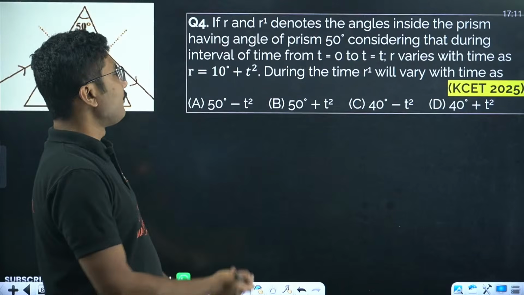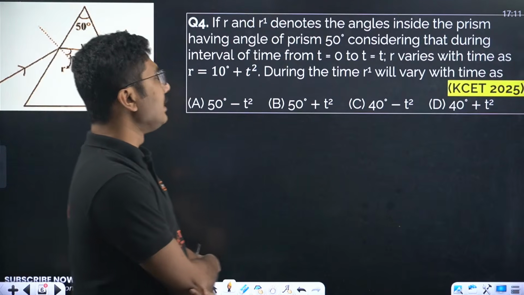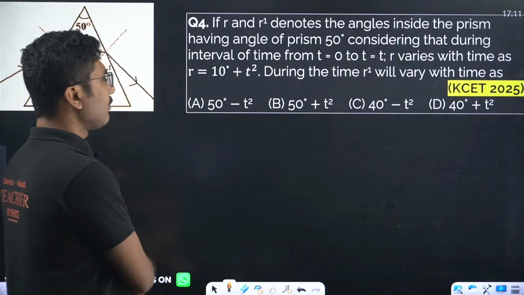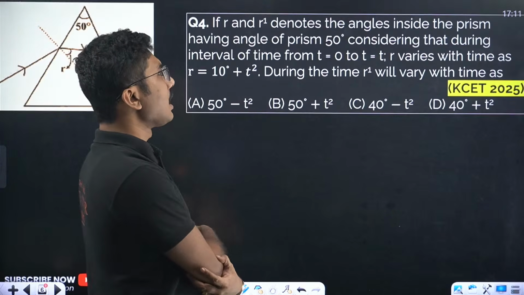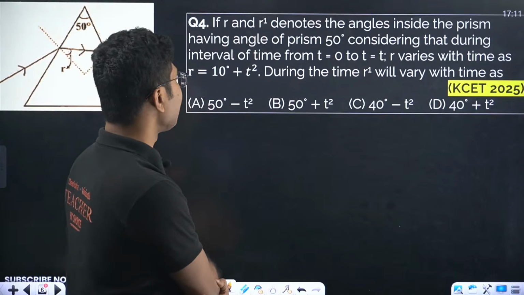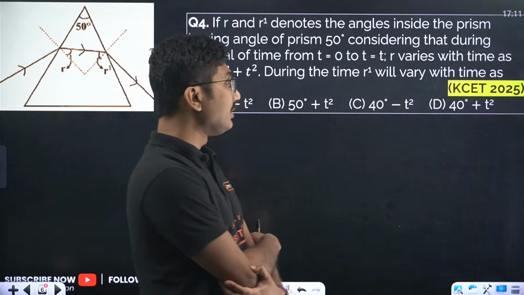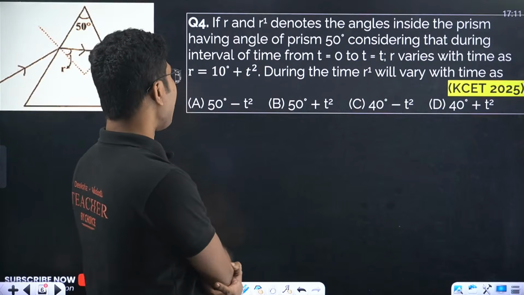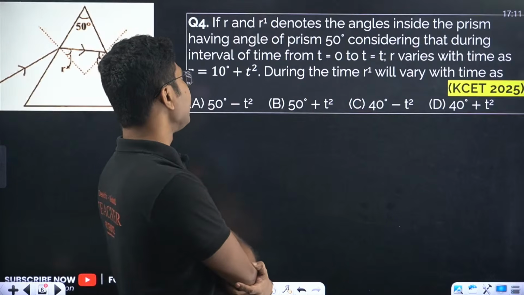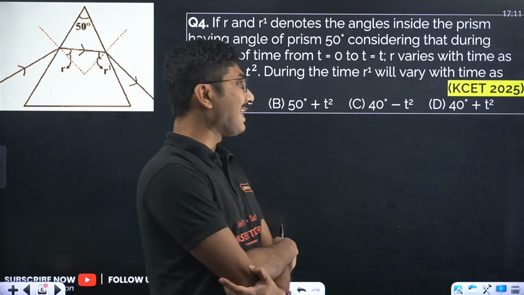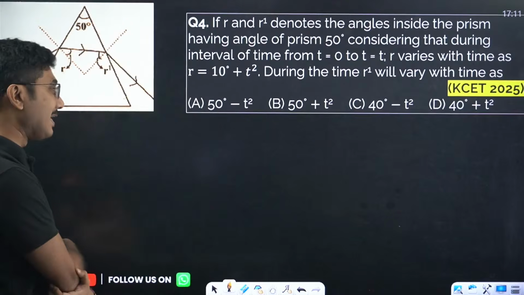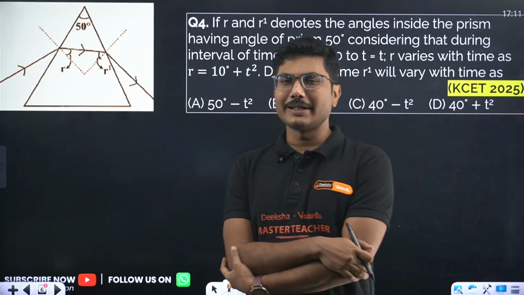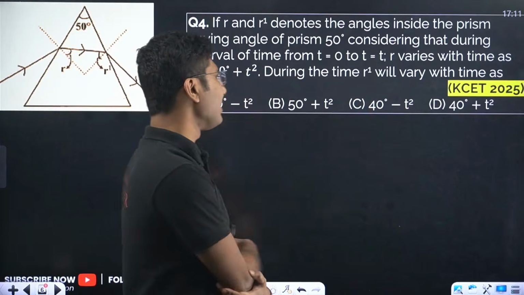Next, if R and R1 denote the angles inside the prism having an angle of prism 50 degrees, considering that during the interval of time from t equals 0 to t equals t, R varies with time as R equals 10 degrees plus t square. During that time, R1 will vary with time as what? Very easy question, actually, but they tried to make it a little difficult for you.